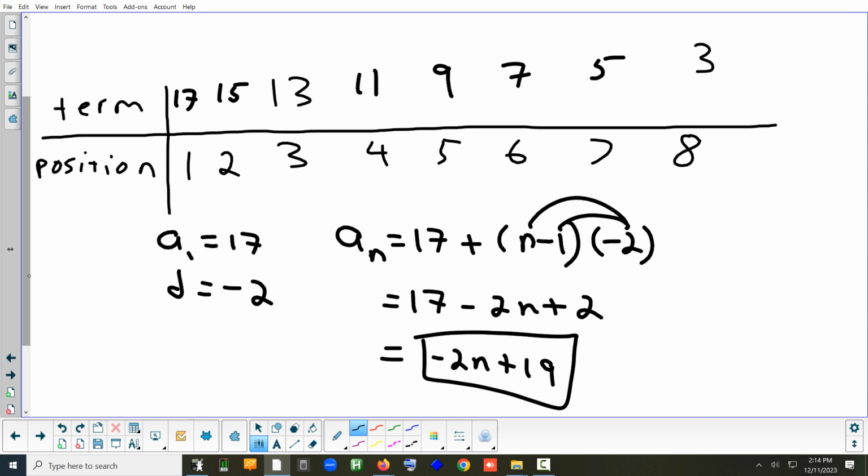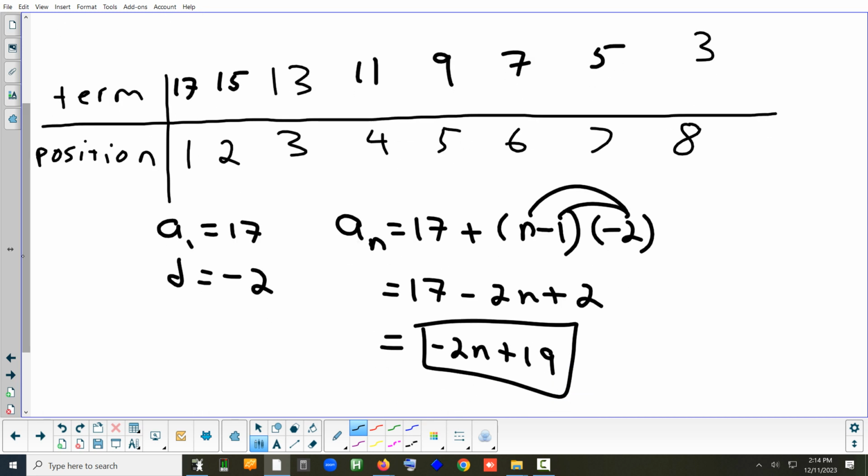Let's try it and see if it works. Let's plug in 4. What's -2 times 4? -8. What's -8 plus 19? Think of it as 19 minus 8. 11. Perfect. Yep. So that formula works. Any question on that?